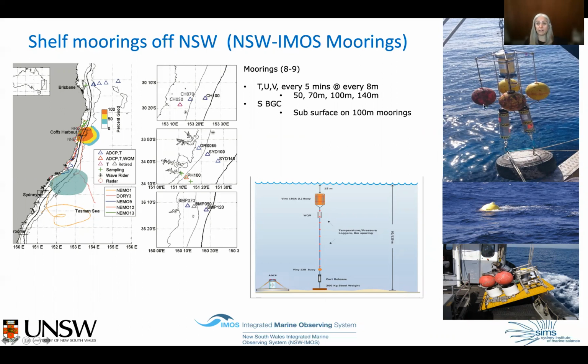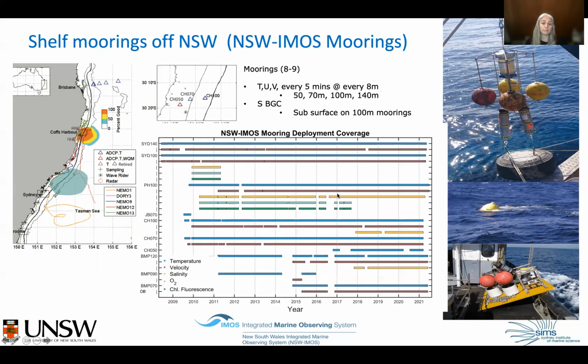They're subsurface moorings for site security and longevity. This is an example here of one of our ADCPs going into the water. And we have temperature and pressure and then velocity every 5 minutes at 8-metre intervals through the water column. The moorings are in depths of 50, 70, 100 and 140 metres of water out across the shelf. The shelf's very narrow, so the moorings are within 30 kilometres of the shelf.